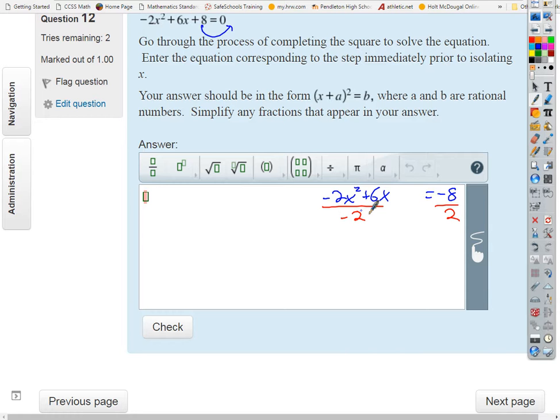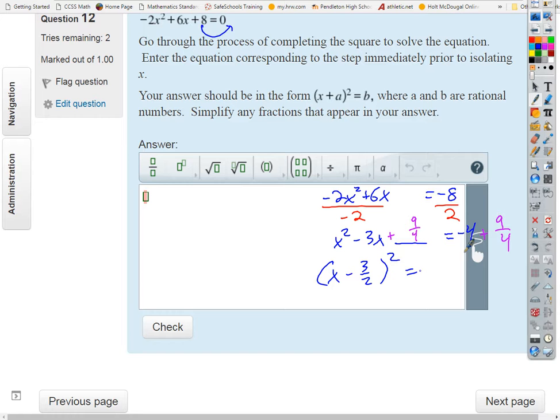Well, on the left side, I've got to divide each of the two terms by negative 2. So negative 2x squared over negative 2 is x squared. 6x divided by negative 2 is negative 3x. Leave a space, equals negative 4. And so then we'll go through the process. Half of negative 3 is negative 3 halves, which means I've got to add to both sides negative 3 halves squared, which is 3 squared over 2 squared, so 9 fourths.